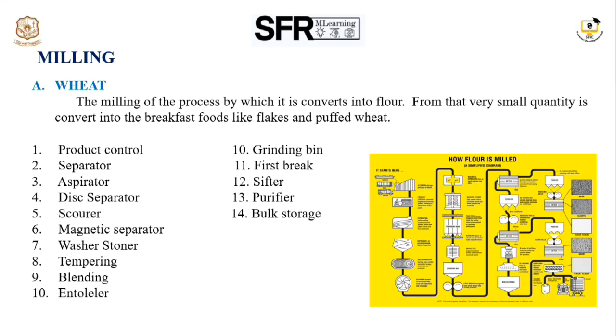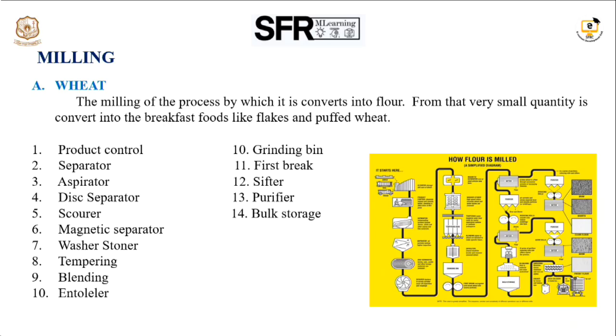After that, the disc separator, which divides the grains based on size. For example, if broken wheat is present in the batch, when we put it in the disc separator, all the broken wheat is removed. Only uniform-size wheat is selected and goes to the next process.